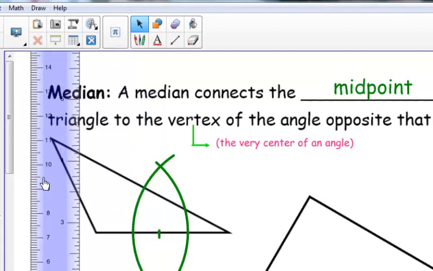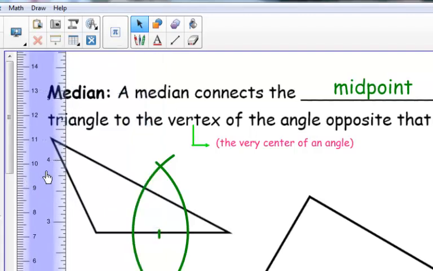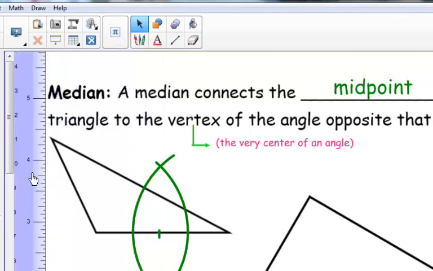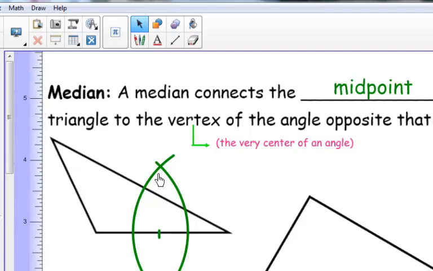Because remember, all I want is the midpoint. This is why it would be handy to have drawn in pencil, because since I don't actually want the perpendicular bisector, getting rid of these guys is going to clear up my space nice and easy.